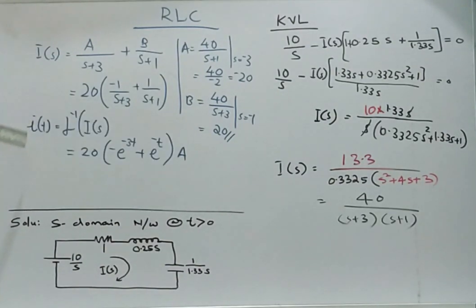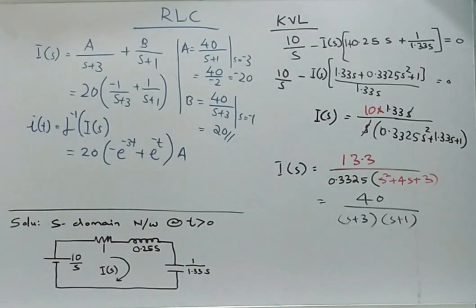After taking the inverse Laplace transform, we obtain i(t) as 20 times (minus e raised to minus 3t plus e raised to minus t) ampere. Now we have the first part of this problem, that is i(t). The next part of this problem is to find the maximum current, I max.